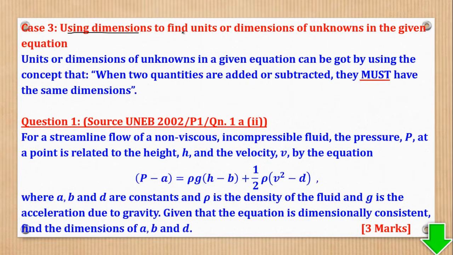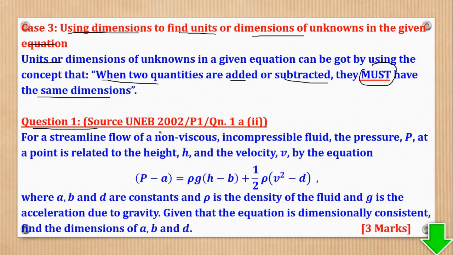Then using dimensions to find units or dimensions of unknowns in a given equation. So here units or dimensions of unknowns in a given equation can be got by using the concept that when two quantities are added or subtracted, they must have the same dimension. So when I say addition or subtraction, it means that those quantities which are being added or subtracted must have the same dimensions. And let's see how that concept is used.